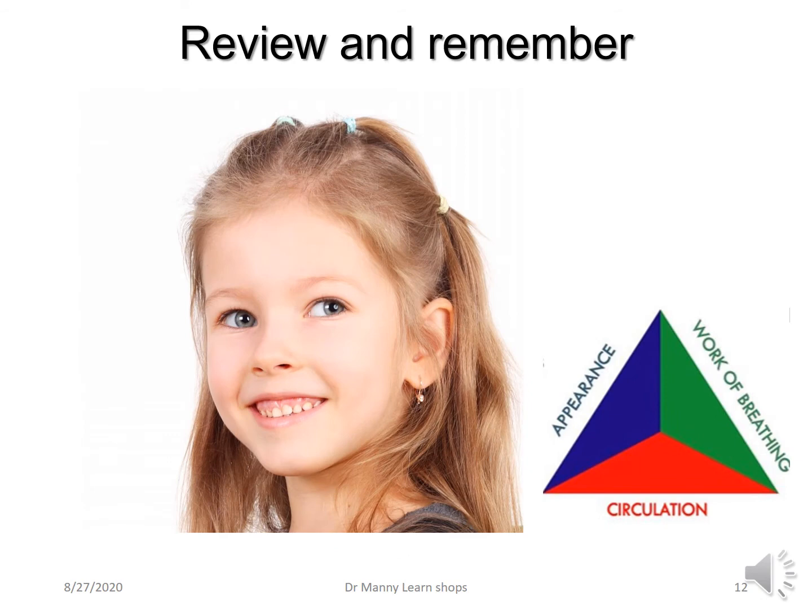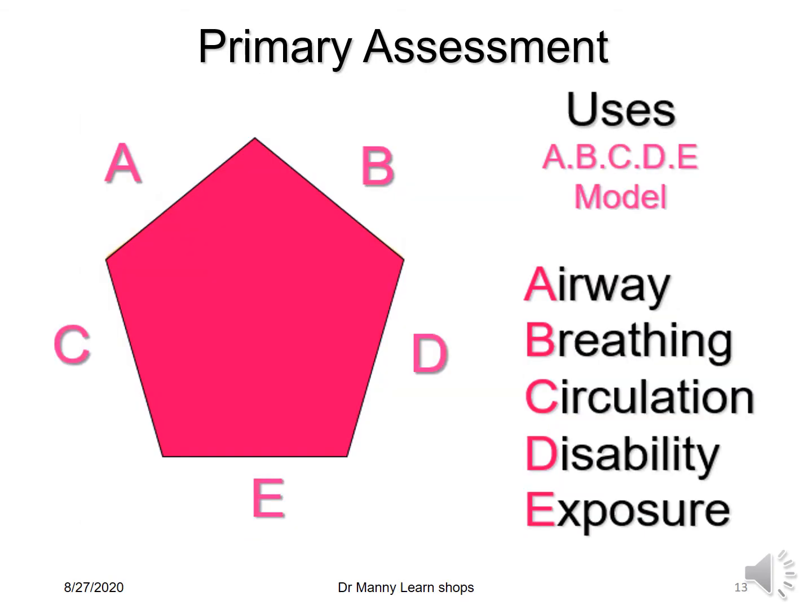Appearance, work of breathing, circulation, 20 to 30 seconds. This little girl appears to be stable. Let's move on to primary assessment. Primary assessment is the first assessment after your general inspection, dealing with the pediatric assessment triangle. And this uses the ABCDE model: airway, breathing, circulation, disability, and exposure.